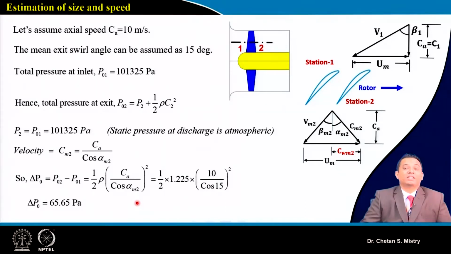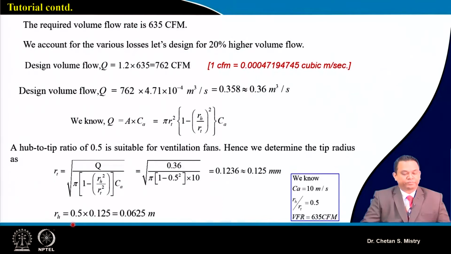You can imagine this is a small pressure rise we are expecting. This is a different kind of fan that we are designing at this moment. We designed the compressor for a pressure ratio of 2, and now we are talking about a small pressure rise of 65 Pascal. Let's see how we proceed further.